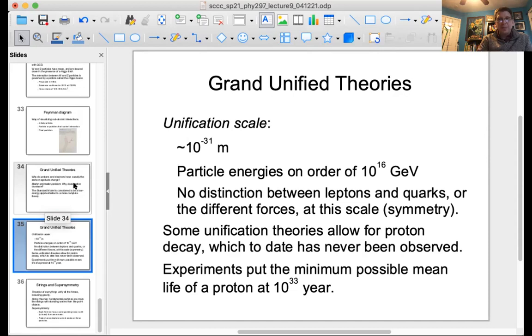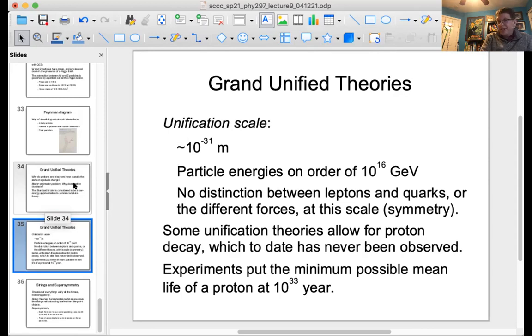And so we'll talk more about this next week when we get into cosmology, but at this scale, we're talking the immediate aftermath of the Big Bang, there's no distinction between leptons and quarks or the different forces at this scale.